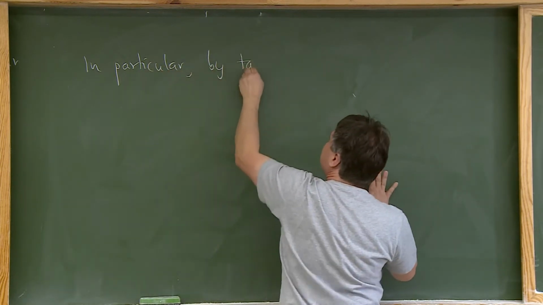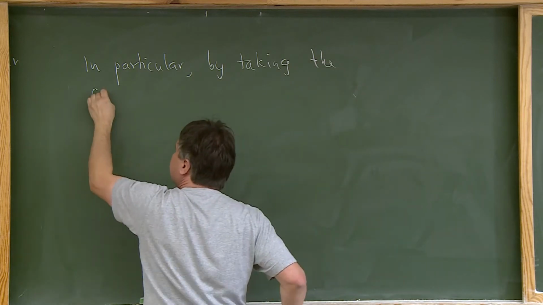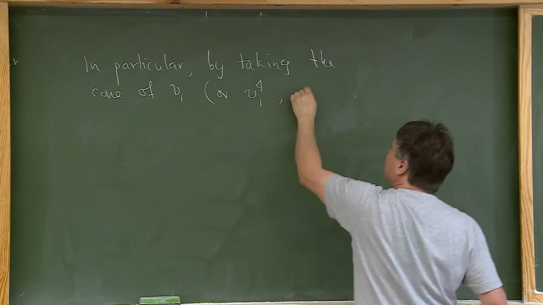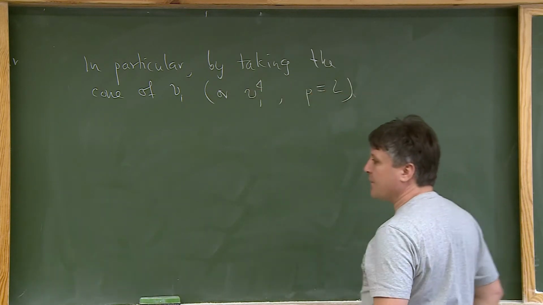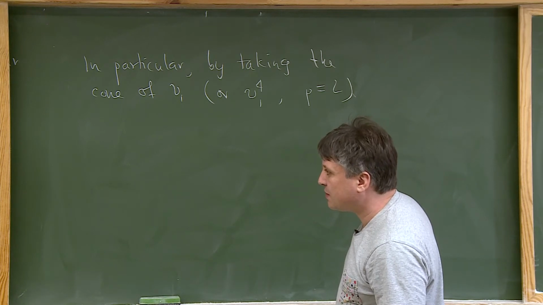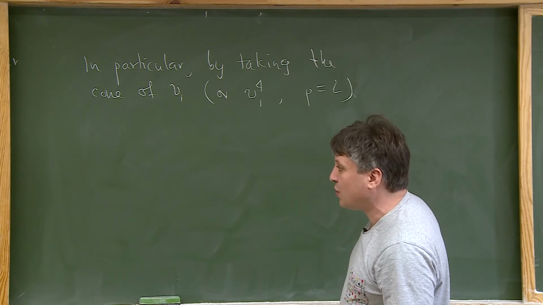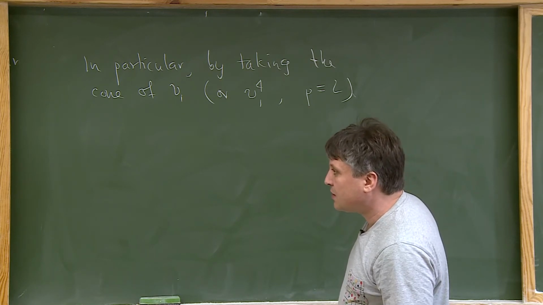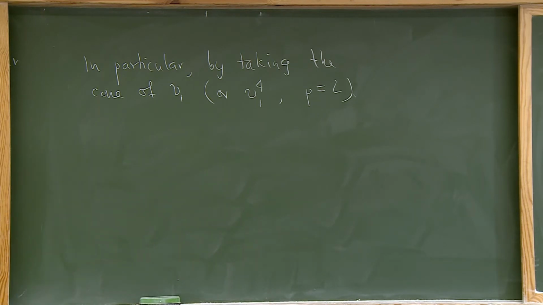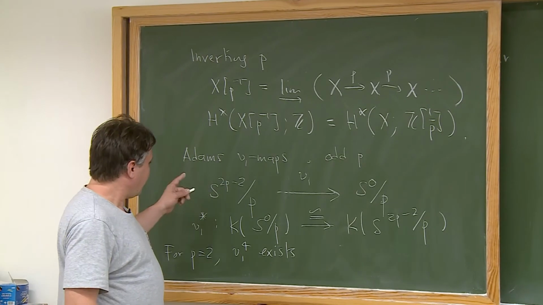By taking V1 or V1 to the 4 for p equals 2. I don't understand what raising the power means. It's not a map from a space to itself, so I don't know what it means. It's a map from a space to, sorry, say again? It's not a map. Oh, I'm sorry, but you can iterate it, right? Because this is a stable map. Okay.